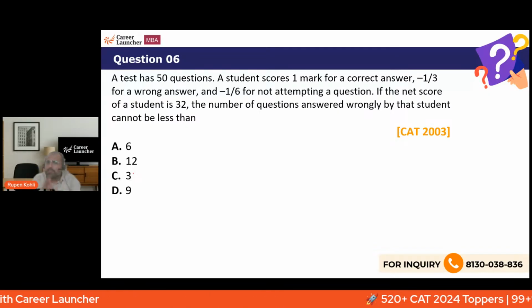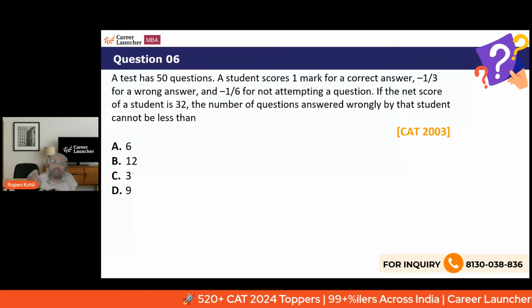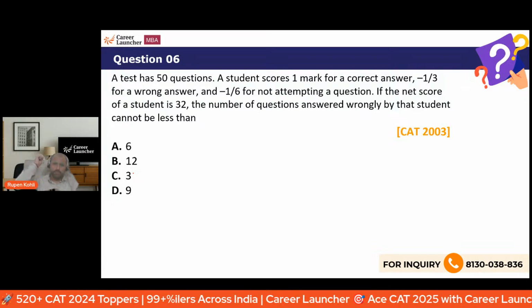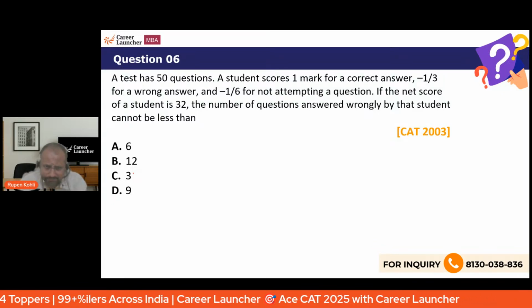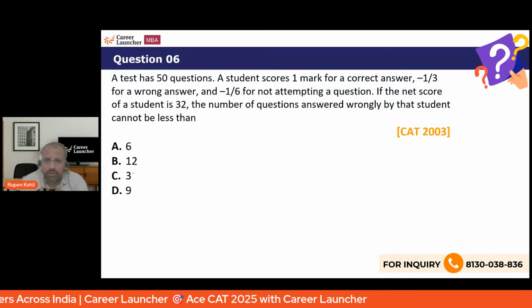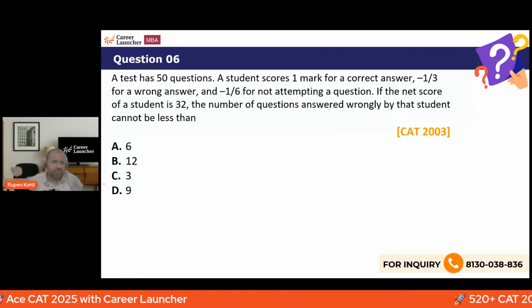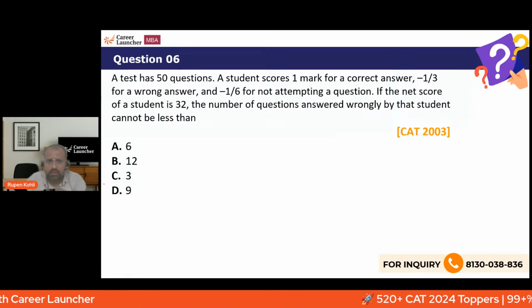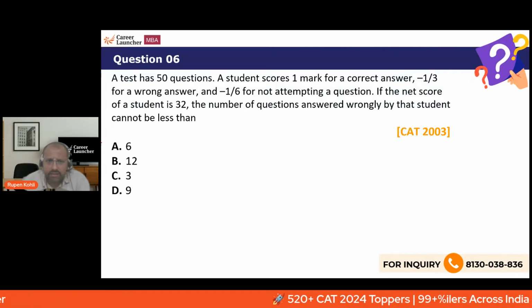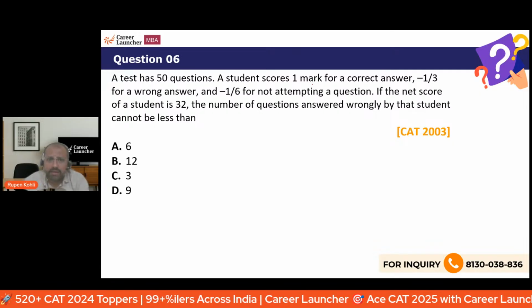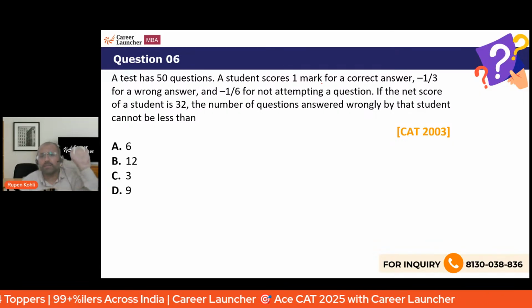So he's asking for the minimum number of wrong answers that the student must have answered, given that his net score is 32. It's a 50 question paper, maximum of 50 marks that you can get, because it's 1 mark for a correct answer. So he's somewhere in the middle, 32. He has got 64% marks. So what are the equations that we can write? We can write an equation on the number of questions and the number of marks. There are 3 parameters over here: the correct, the wrong, and the unattempted questions.